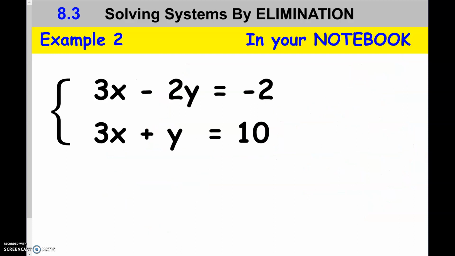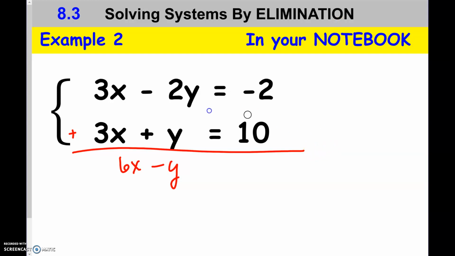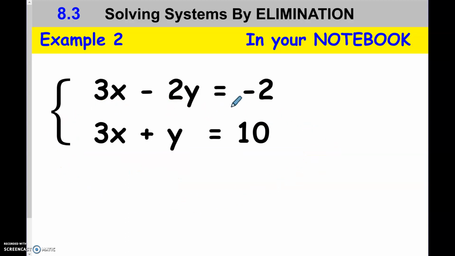All right, so let's see what happens here. If we just add these together, 3x plus 3x is 6x, and negative 2 plus 1, that's negative y. Wait a minute, we're supposed to be eliminating. Well, if we just add these together, nothing is going to be eliminated. But if you look at these x's, they are super close to being able to be eliminated.